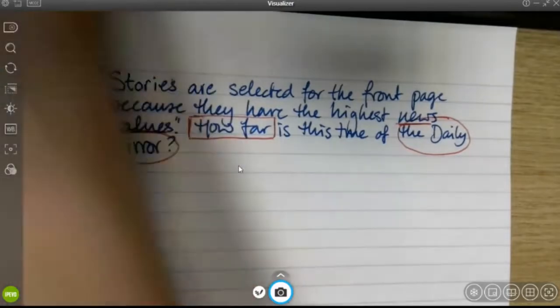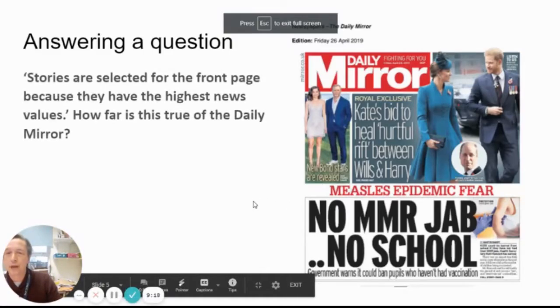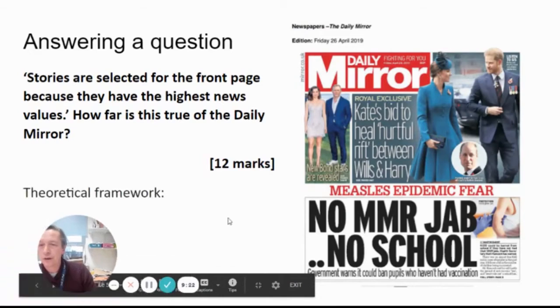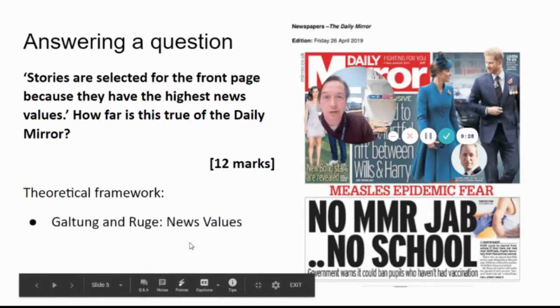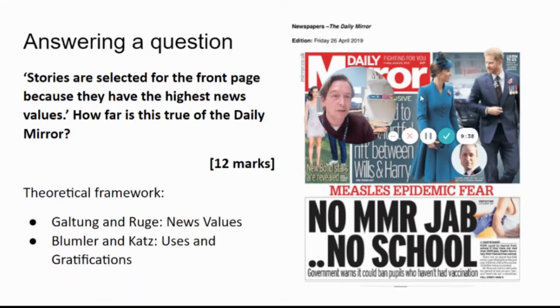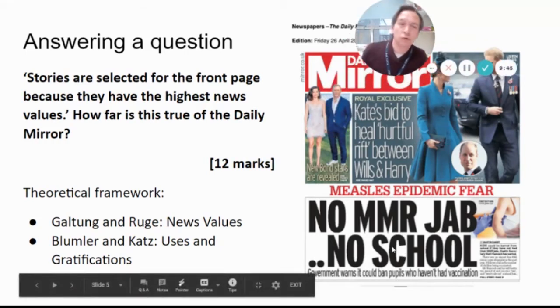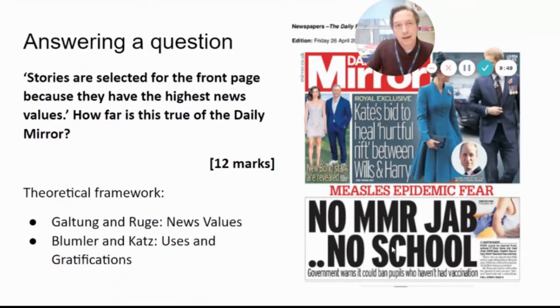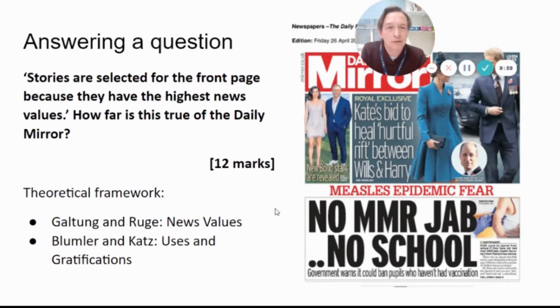All right, now there are basically three areas that we can look at here as far as this story is concerned. So we've got, on the theoretical framework, Galtung and Ruge's news values. We've got Blumler and Katz's uses and gratifications, because obviously the purpose of this story here for the readers is rather different to the purpose of this story here. Readers are going to read this story about MMR jabs, school, and deadly diseases in a very different way, they're going to use that in a different way to this story here about a bit of titillation and gossip in the royal family.